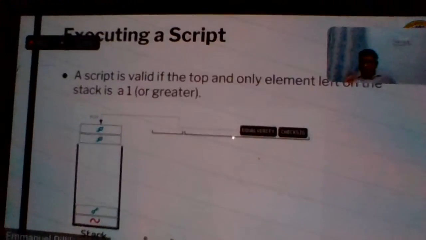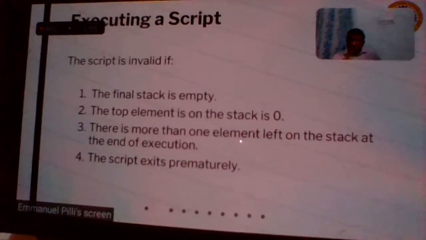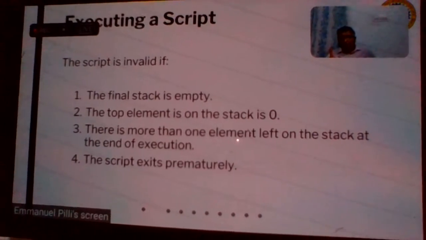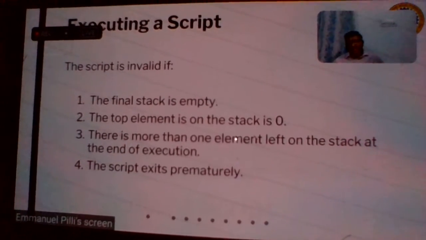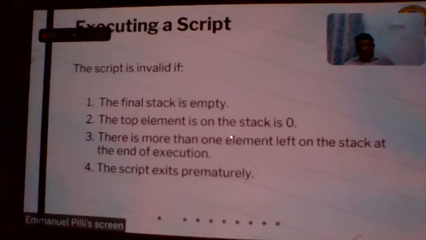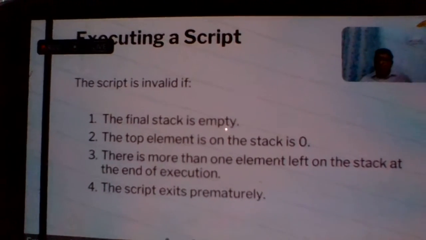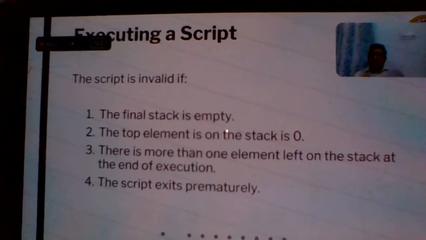So hopefully you have understood how the script is working. So the script is invalid. That means the transaction will not happen if the final stack is empty, or the top element on the stack is 0 and there is no element more. There is more than one element left on the stack at the end of the execution. It is not 1, but there is some element, right?